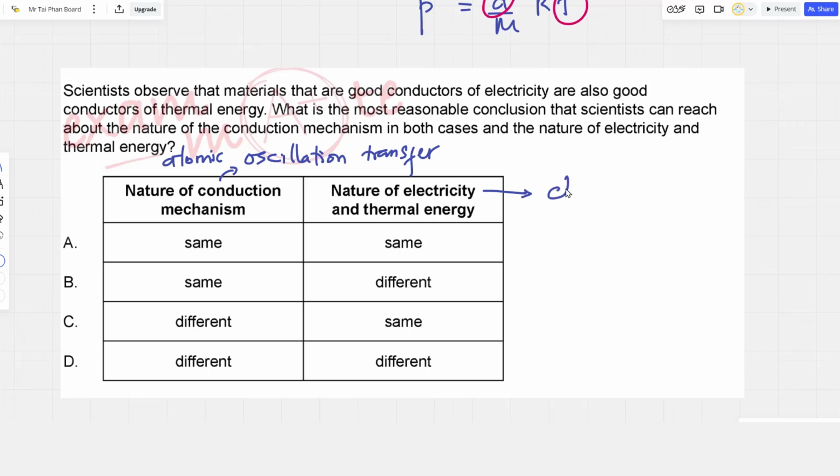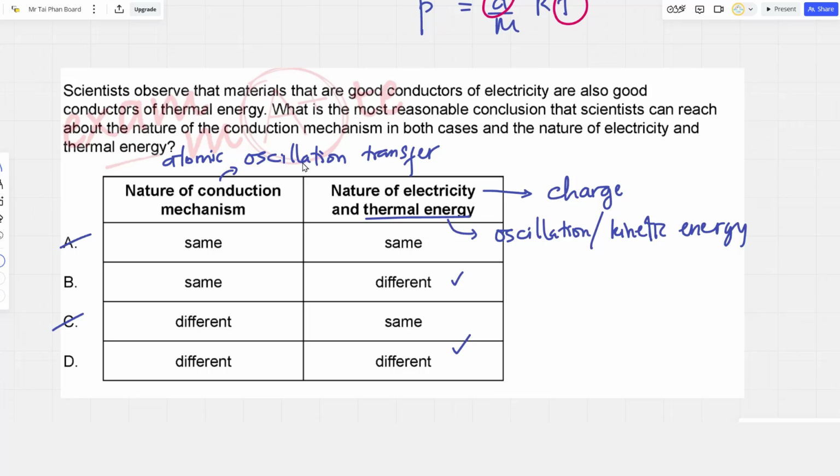Electricity is a charge possessed by electrons. Thermal energy is oscillation and kinetic energy. And therefore the natures are not the same. The natures are different. Nature of electricity is charge, which is a property of matter, and thermal energy is the kinetic energy. They are different in nature. Okay, we'll remove A and C.